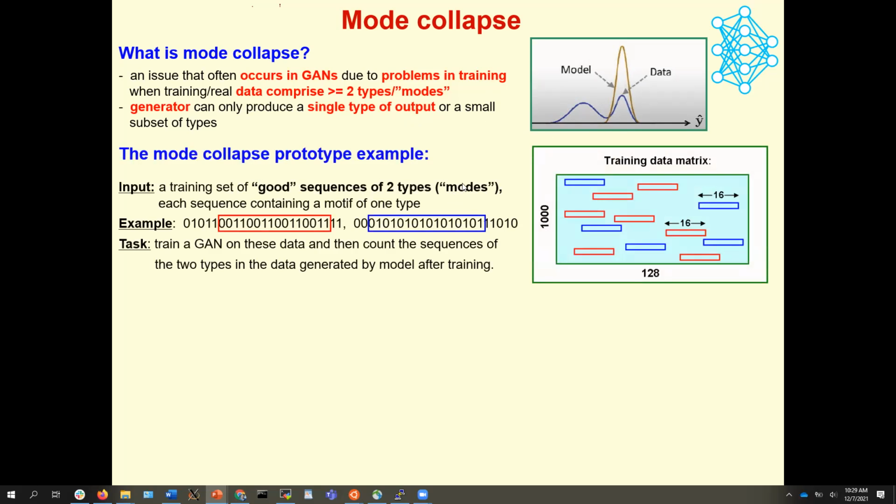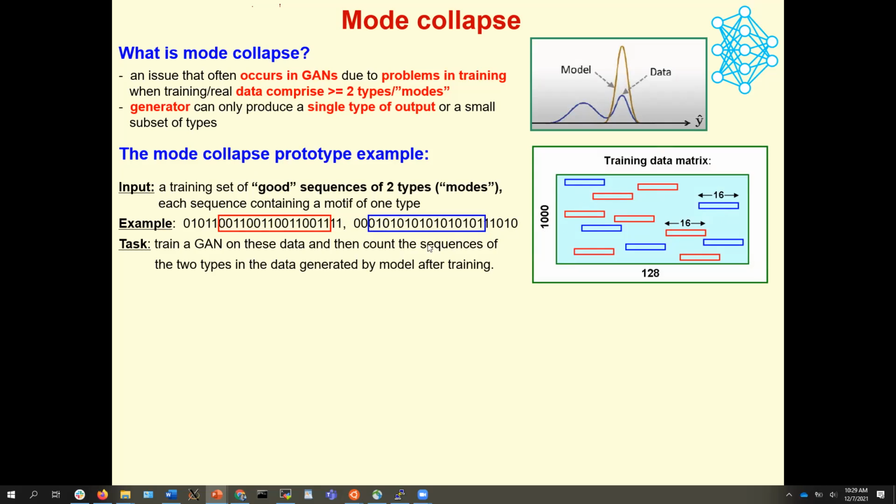To illustrate that phenomenon with a simple example, I used the same example exactly as we discussed previously, but this time I will use two different motifs shown here. They both have size of 16, but the second motif is 0, 1, 0, 1, 0, 1, alternating, total is 16. And each sequence in the training data set will contain only one type of motif.